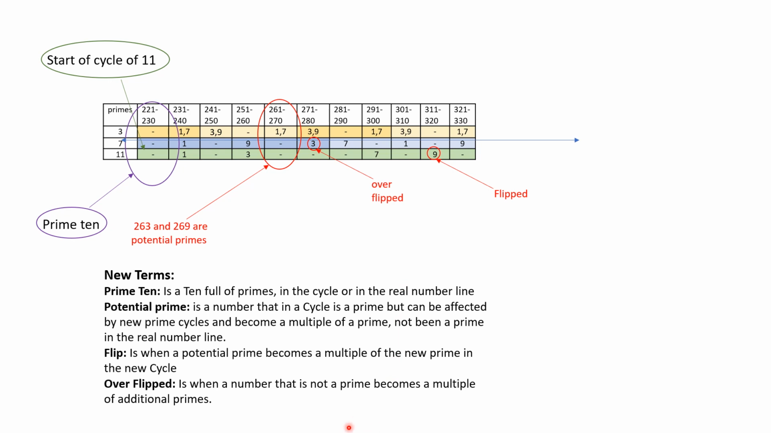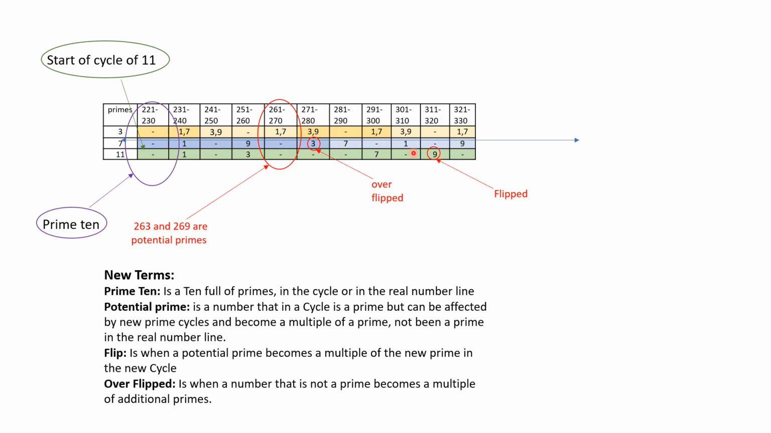So we have some new terms. Here you have the prime 10. Prime 10 is a 10 that has no number. When you merge cycles, they're going to stay like it has no number. Here is the start of cycle 11. These are potential primes, 263 to 269, because there is no 3 and no 9 in the 260s 10. So that's how we're going to call them potential primes: numbers that can be primes, but could be affected by other prime cycles.